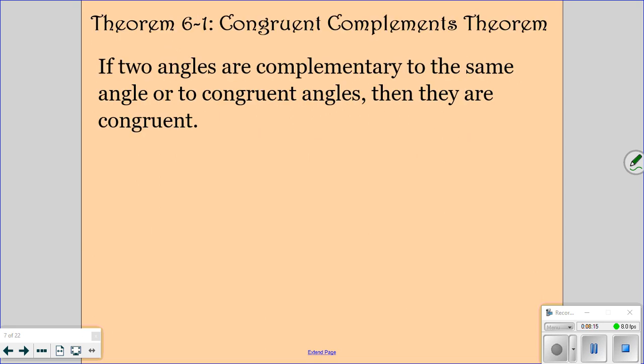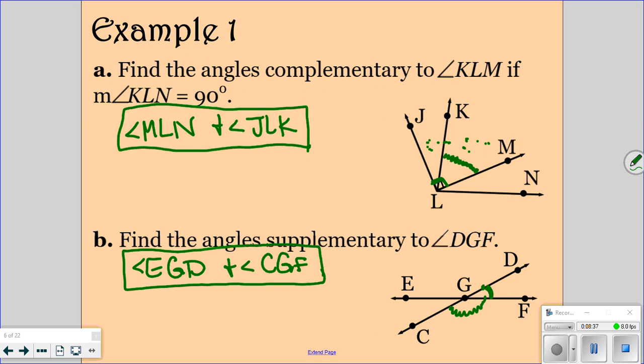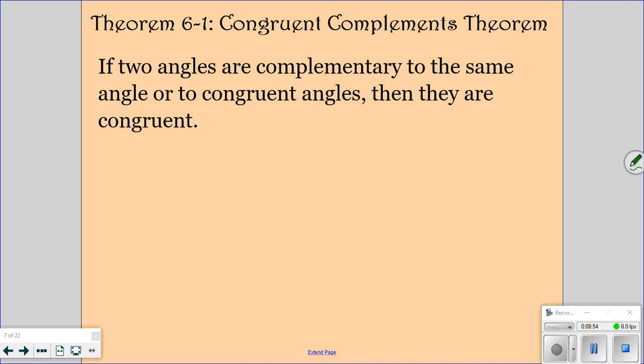Okay, we're going to look at theorem 6.1, congruent complements theorem. If you have two angles that are complementary to the same angle or congruent angles, then they are congruent. So we just did that on the first example. These two were both complementary to this angle here. So what that means is this angle here and this angle are going to have to be congruent because they both are complementary to this middle angle. That's what that is stating.